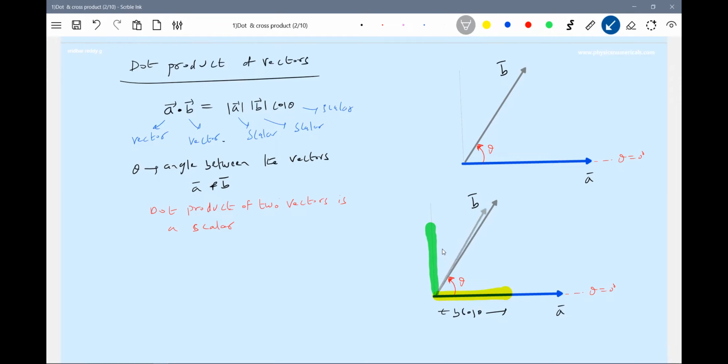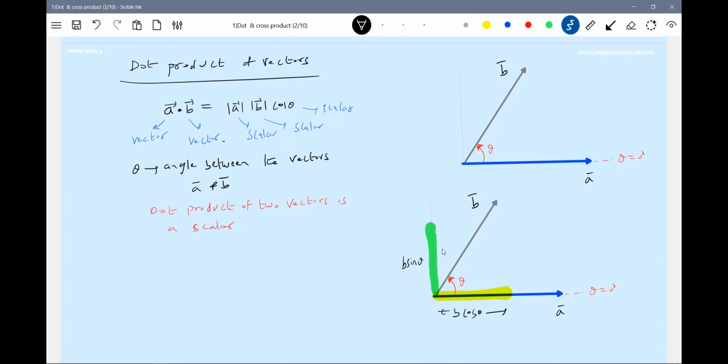See, b has some length, and sin theta will be less than one. So definitely b sin theta will be less than b. The length of the vector b bar is b, so b sin theta should be less. So this component should be b sin theta, and this component should be b cos theta. They are the rectangular components of the vector b bar.